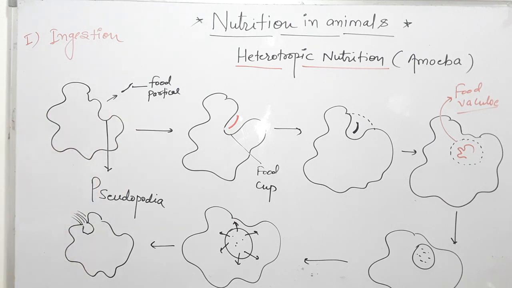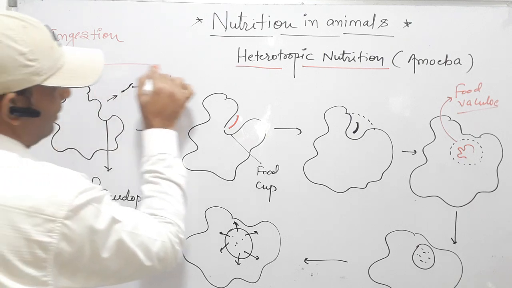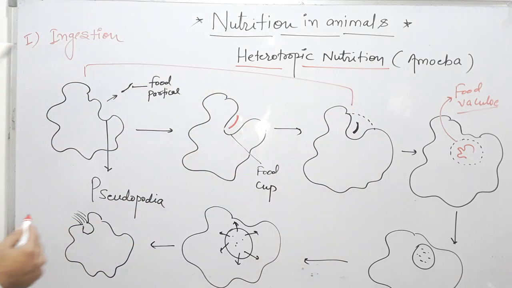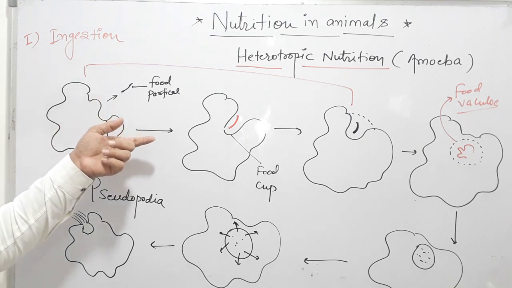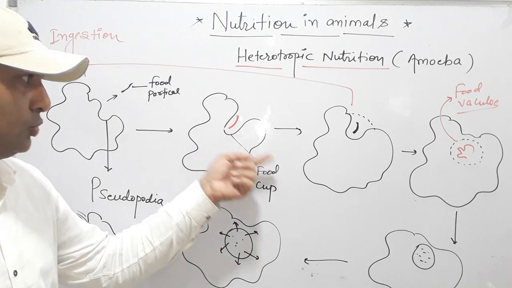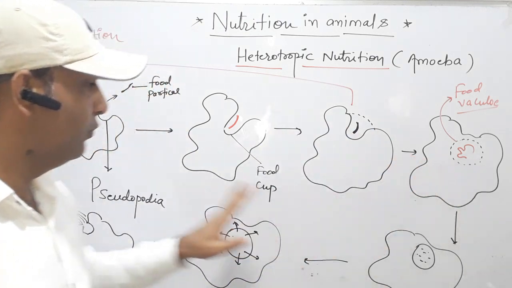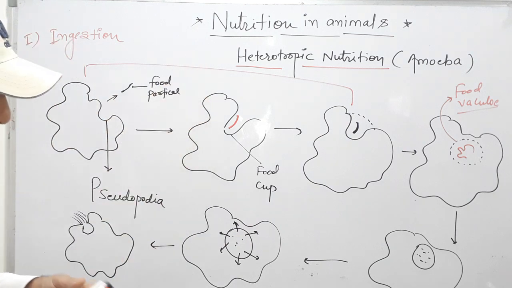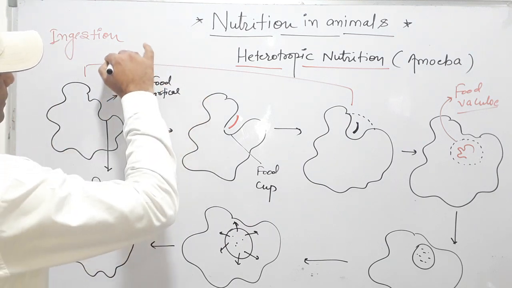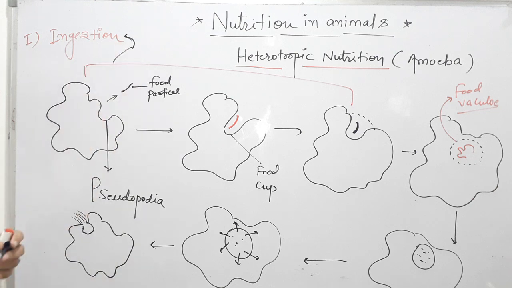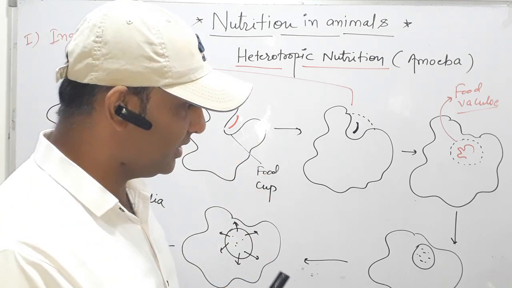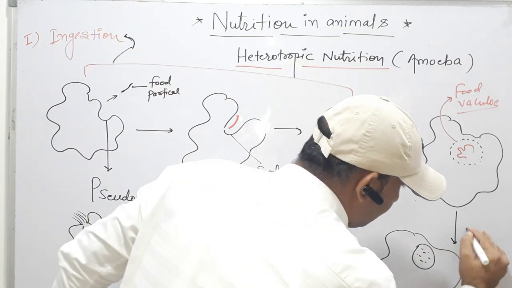Now we will take it point by point, first of all, ingestion. So here the steps involved in the ingestion of food: first of all, amoeba moves towards the food, takes it into the pseudopodia. Now pseudopodia cover up and release the food into the food vacuole. So these are the steps involved in the ingestion of food. Next, after ingestion, the next topic is the digestion of food.